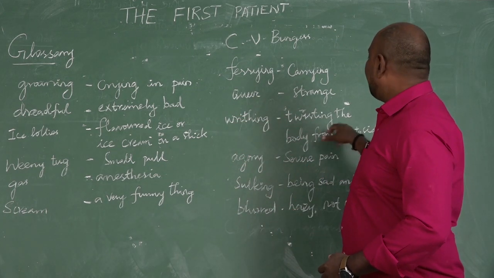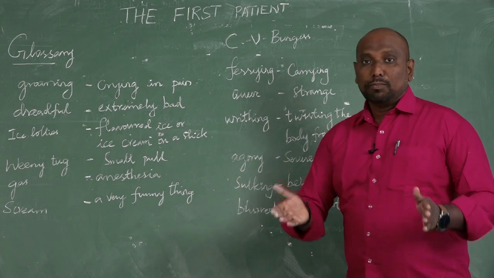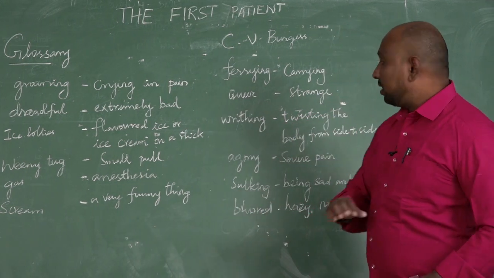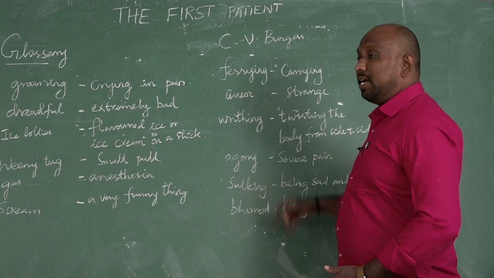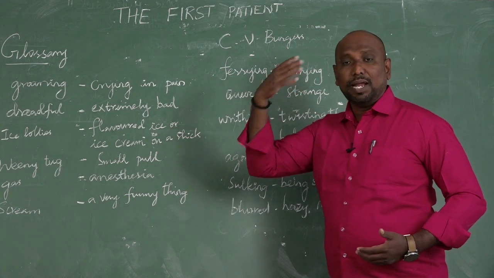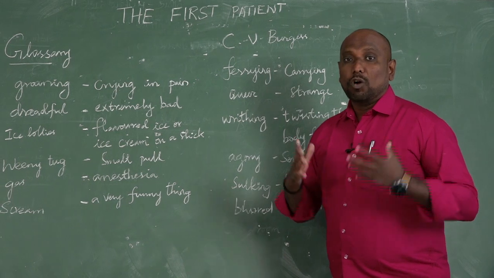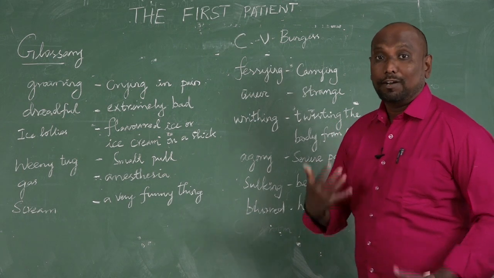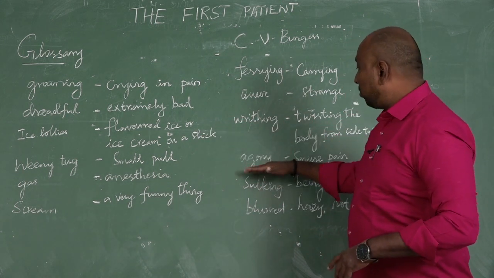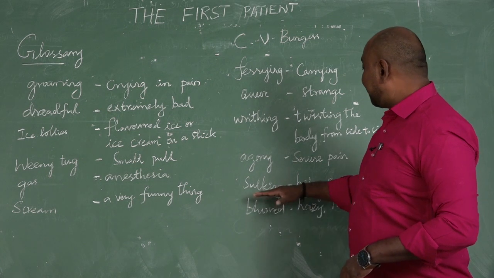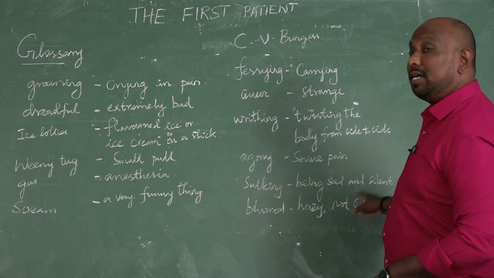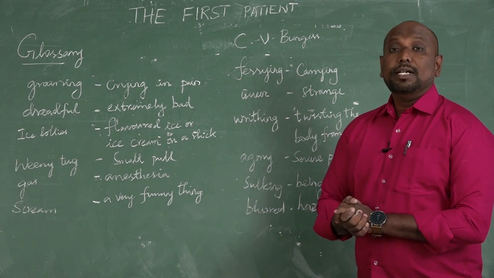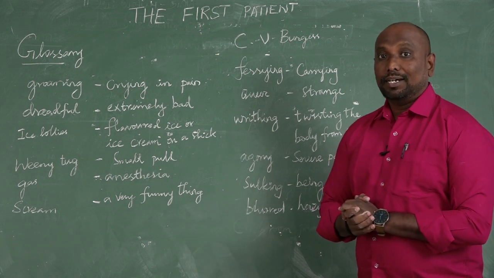Writhing is twisting the body from side to side, left to right. Agony is severe pain, mental pain or any severe pain. That is called agony. You have to remember this word, agony. Sulking means being sad and silent. Sulking means totally being sad and keeping very silent. That is called sulking.